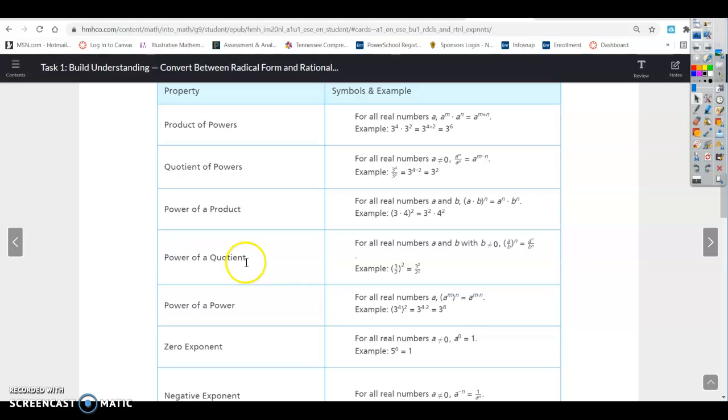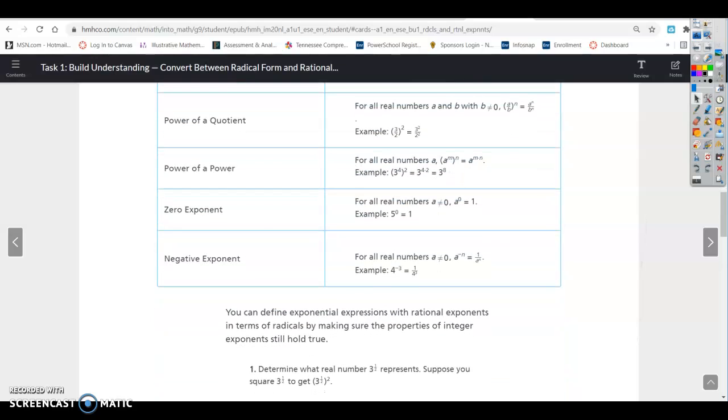Power of a quotient. So that means an exponent for division, same kind of thing. For all real numbers a and b, with b not equal to 0, again, you can't divide by 0, a divided by b raised to the n power equals a to the n divided by b to the n. And again, here are examples with numbers.